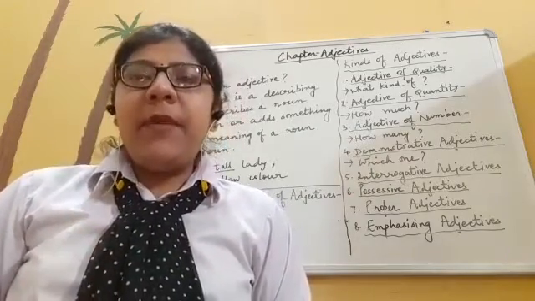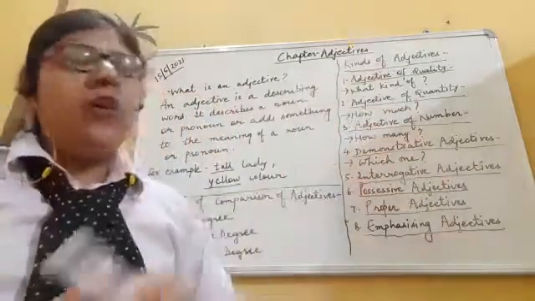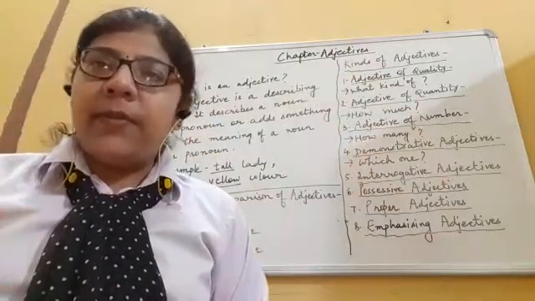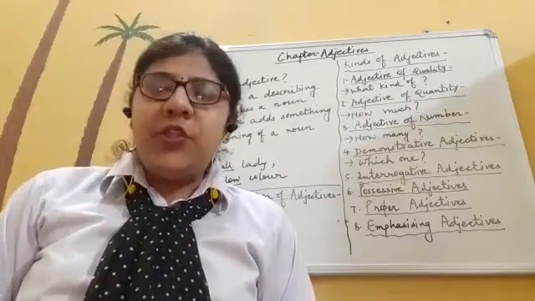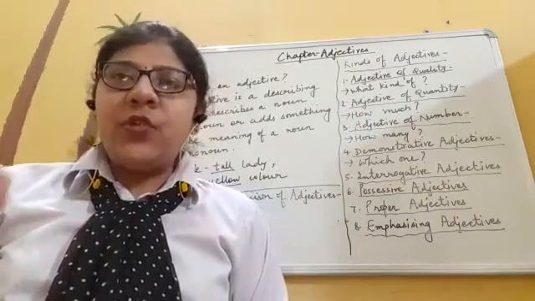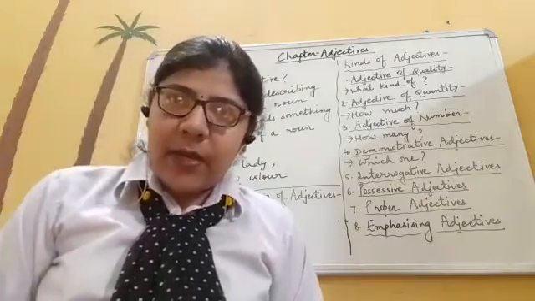Please remember that adjectives of quantity are always used with uncountable nouns. Give me a little rice. Give me a little juice. So rice, juice, sugar, all are uncountable nouns.